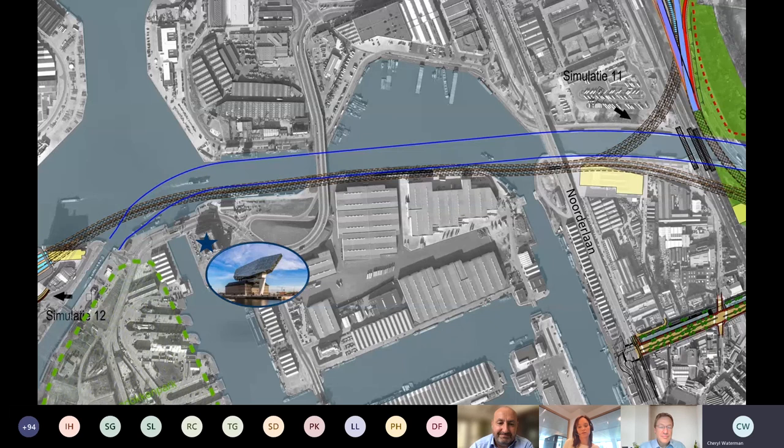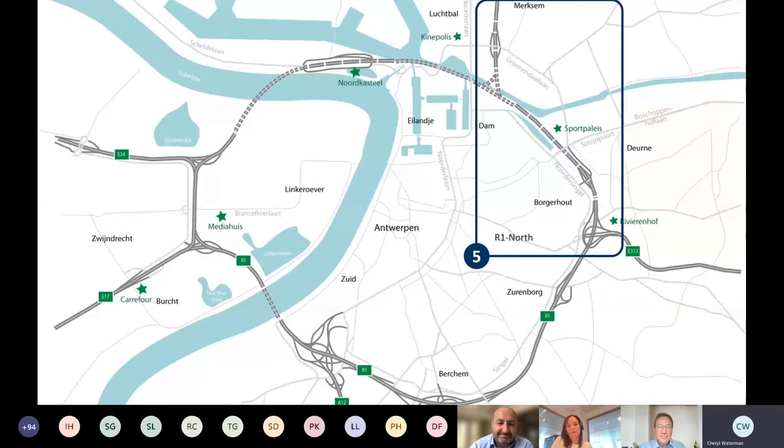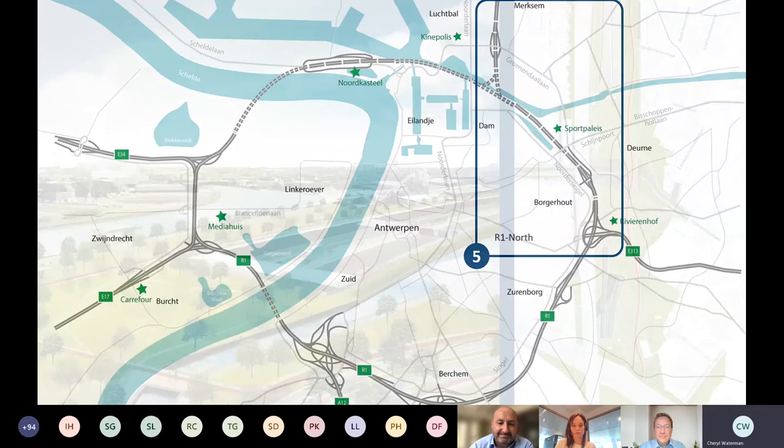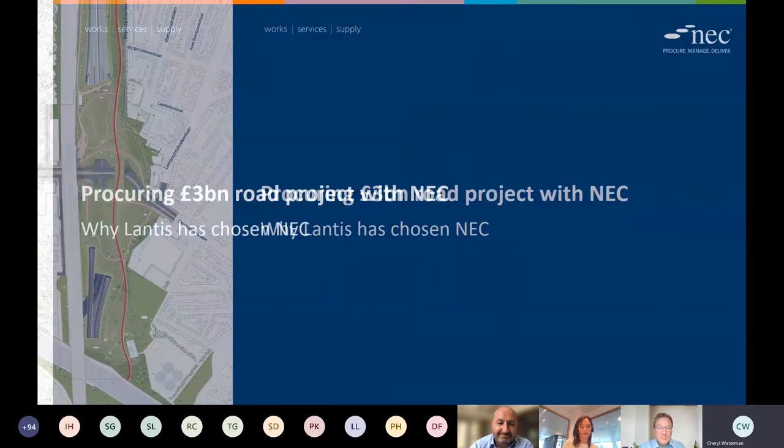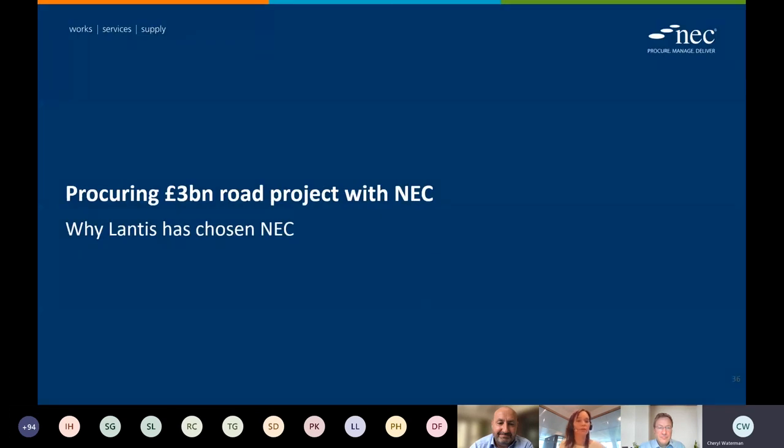And the last part of it is the R1 North. It's the demolishment of the viaduct. In the last picture of this part of the presentation, this is where the viaduct was that I saw in the picture before. So we're going to demolish the viaduct and bring the ring road under the ground level, and we're going to increase the open spaces in the city by covering the tunnels or by covering the ring on several places. In the second part of my presentation, I will talk you through why we have actually chosen NEC contracts.